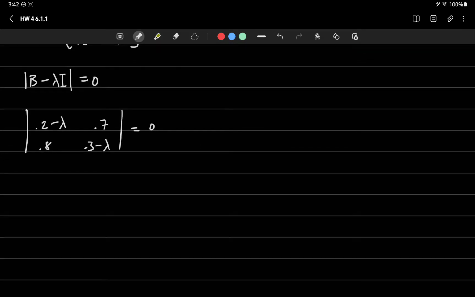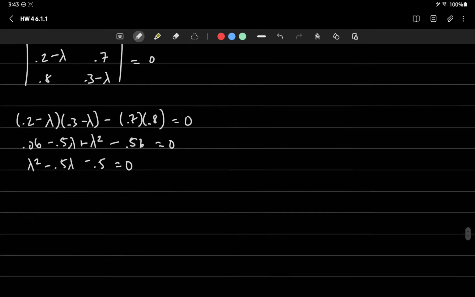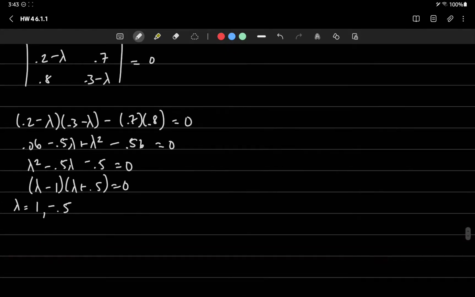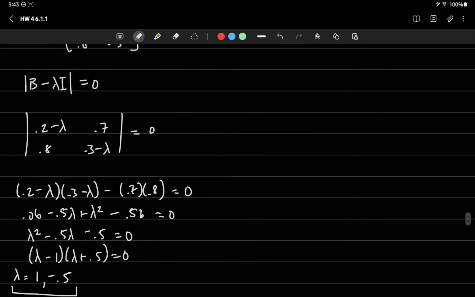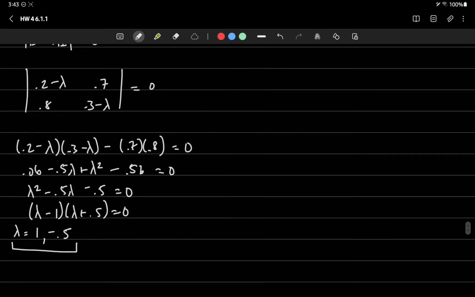Alright, from here, AD minus BC will give us 0.2 minus lambda times 0.3 minus lambda, subtracted by the product of 0.7 and 0.8. If you simplify, this becomes 0.06 minus 0.5 lambda plus lambda squared minus 0.56. And this simplifies to lambda squared minus 0.5 lambda minus 0.5. To factor this, the correct combination would be lambda minus 1 and lambda plus 0.5. Thus, the eigenvalues for B will be 1 and negative 0.5. We can see that they're different because the eigenvalues for B are 1 and negative 0.5, and the eigenvalues for A are 1 and 0.5. And this proves that a row exchange does produce different eigenvalues.